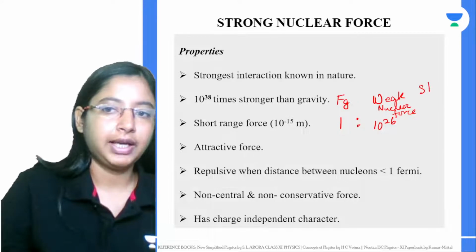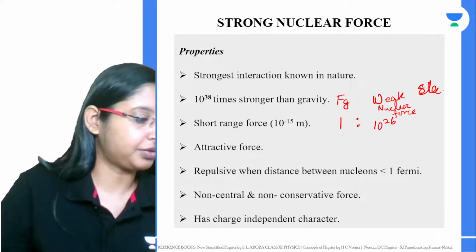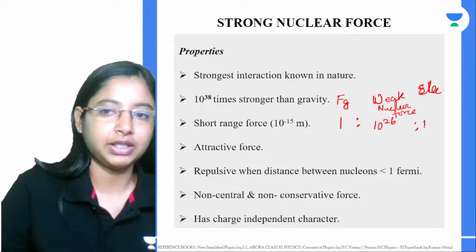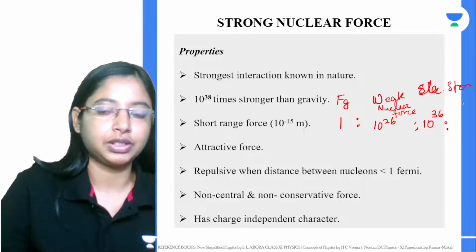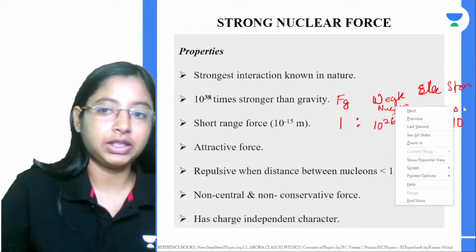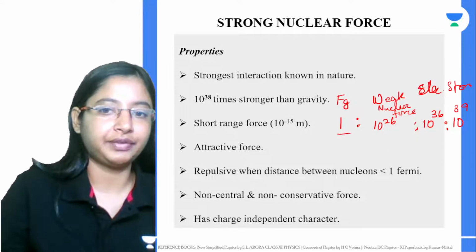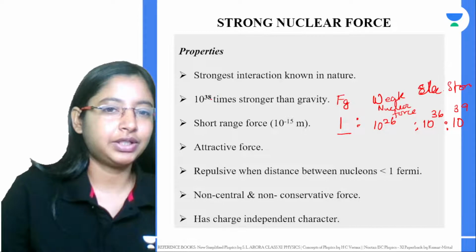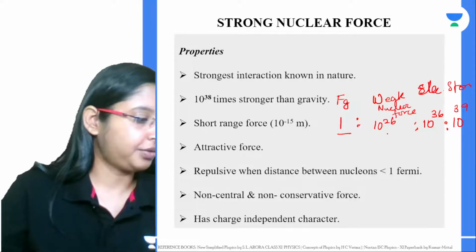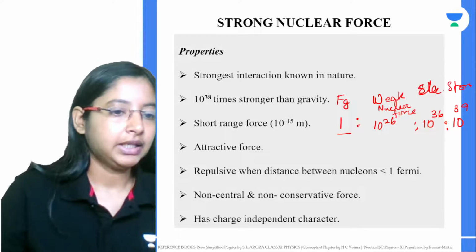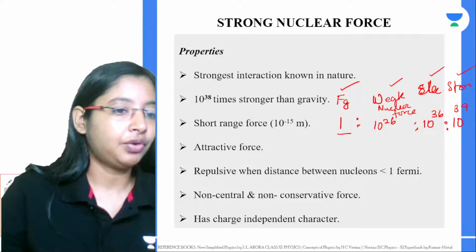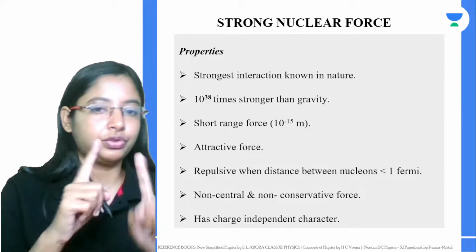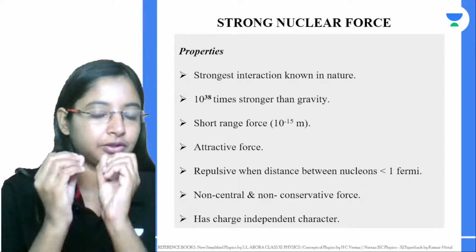Then you have the electromagnetic forces, which compared to gravity are 10 to the power of 36 times greater. When compared to that, strong nuclear forces are around 10 to the power of 39 times greater than gravity. We say 38 to 39 times. So the weakest is the gravitational force, then your weak nuclear force, then your electromagnetic force, then comes your strong nuclear force. The force that is binding protons and protons, neutrons and neutrons, or protons and neutrons inside a nucleus is the strongest known force to us.